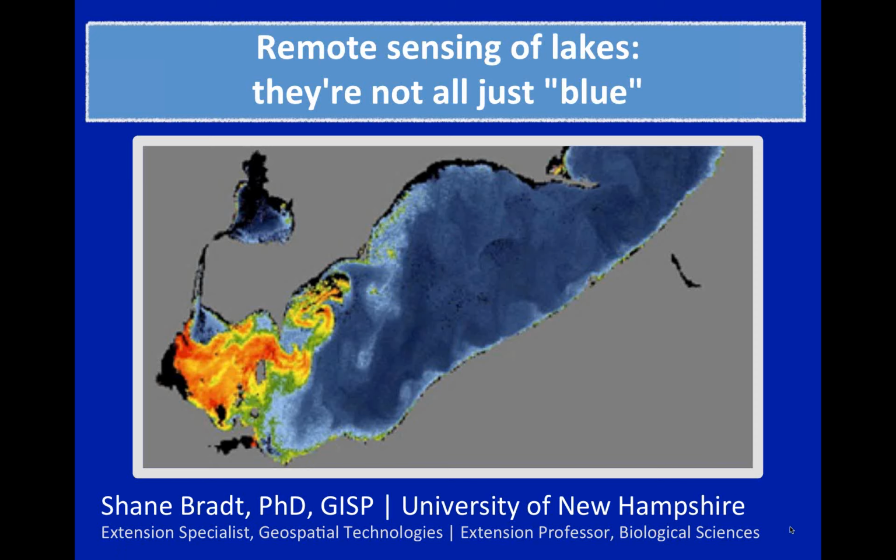As you can see on the bottom, I have two different identities here at the university. I am an extension specialist in geospatial technologies. I work through UNH Cooperative Extension, and my job is to figure out what types of geospatial technologies can be used by people in New Hampshire and break them down and try to offer training or information that lets people make decisions about what they could or should use.